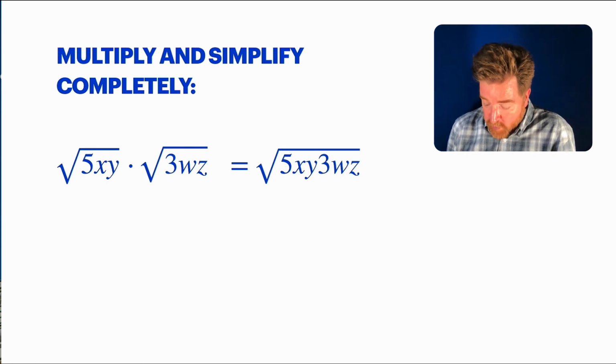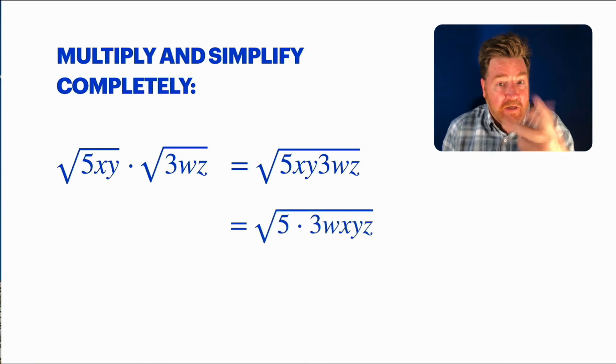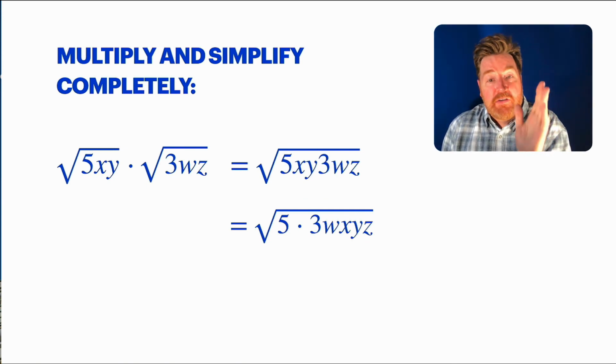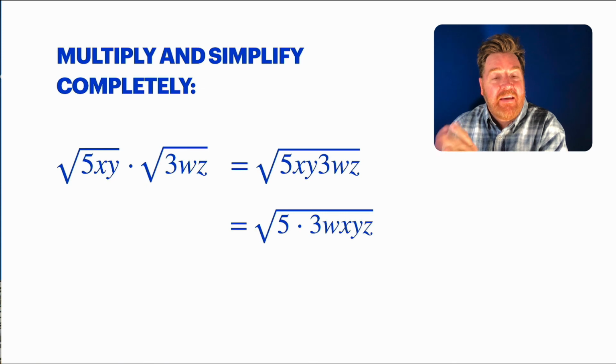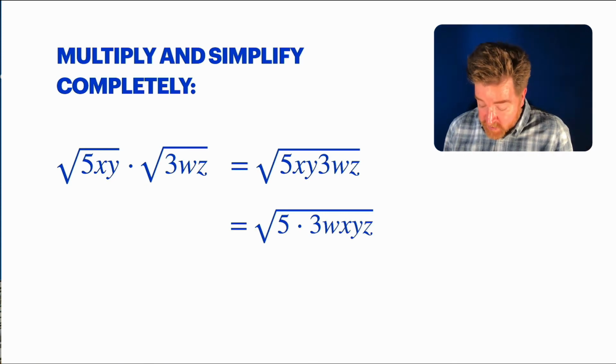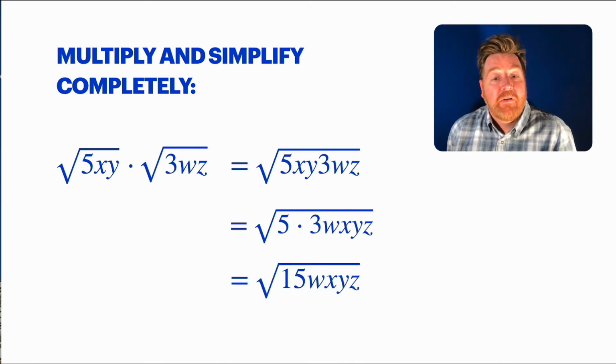And now we can reorganize if we want, get the numbers together and put them in alphabetical order, w, x, y, and z. I don't see anything we have to do with the variable parts. We just need to put the 15 in front, w, x, y, z. W, X, Y, Z.